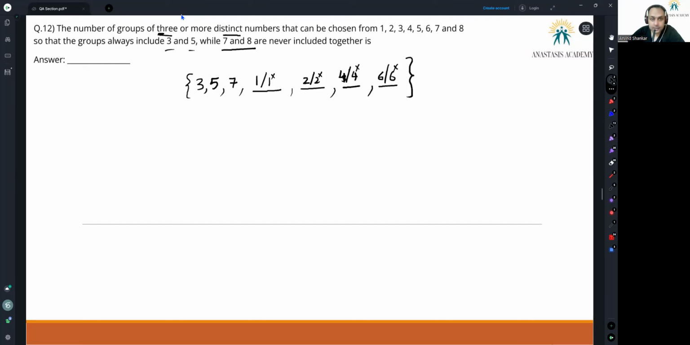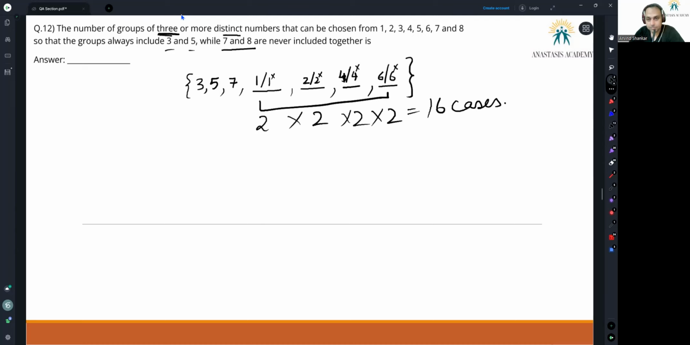Given that we needed 3 or more distinct numbers, in how many ways can the remaining 4 numbers come? 1 can be treated in 2 ways, 2 can be treated in 2 ways, 4 can be treated in 2 ways, 6 can be treated in 2 ways, so we get 16 cases from here.